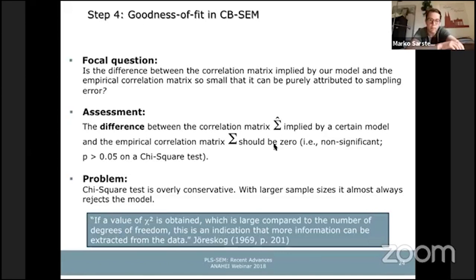And this is what practically all measures of model fit in covariance-based SEM are all about. They somehow quantify this divergence between the empirical correlation matrix and the model implied correlation matrix. And they are basically based on the chi-square test, which tries to quantify this difference, right?